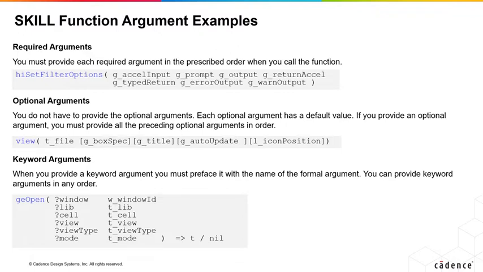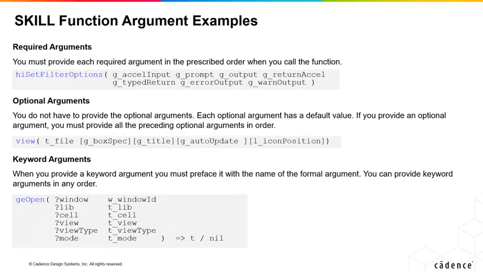Now the third option here is keyword arguments. So when you provide a keyword argument, you have to preface it with the name of the formal argument. Now the nice thing about keyword arguments when you call a function is you can provide the arguments in any order. So you're not required to know the order because you have a name value pairing. So for example here in the GE open command, I can specify question mark window and then the window ID, question mark lib and then the library name, question mark cell, the cell, question mark view, the view, question mark view type, the view type, and question mark mode, the mode.